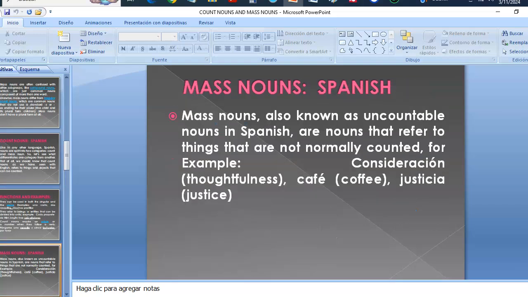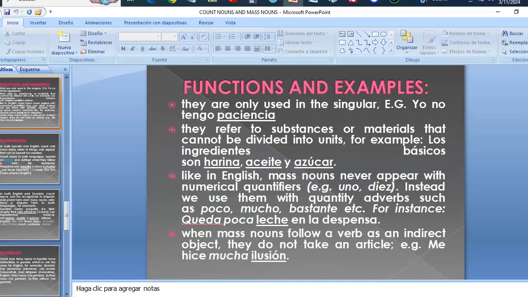Mass nouns are pretty much the same thing as the ones we saw in English. Mass nouns, also known as uncountable nouns, are the type of nouns that refer to things that cannot be counted or cannot be represented separately. And here you have another example that says consideración, café, justicia. They are only available in the singular form. For example, yo no tengo paciencia. They refer to things or materials that cannot be divided into different parts. For example, los ingredientes básicos son harina, aceite y azúcar.